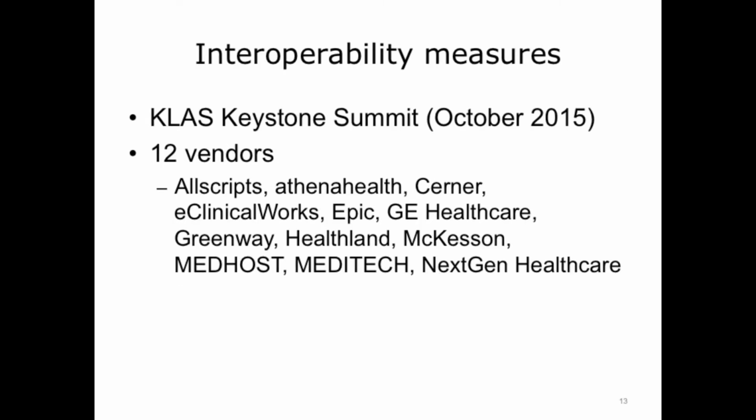Another initiative to advance interoperability nationally is an effort to be able to measure the state of interoperability. For example, how would we know whether we have achieved interoperability at a broad scale nationally? To advance these activities, the organization called CLASS organized a summit in October 2015. 12 vendors were present at the summit.